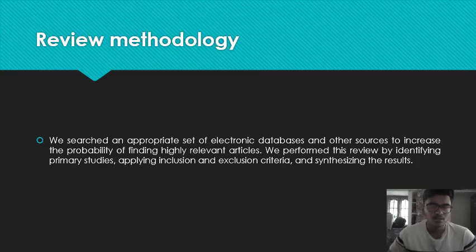So the review methodology mainly focuses on the search. It searches an appropriate set of electronic databases and other sources to increase the probability of finding highly relevant activities and articles. They perform this review by identifying the primary studies which are conducted and applying methods like inclusion and exclusion criteria, and they synthesize the results based on these inclusion and exclusion criteria. This is about the review methodology, which they have searched, to synthesize the results.